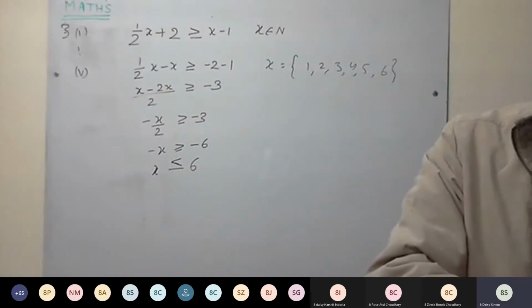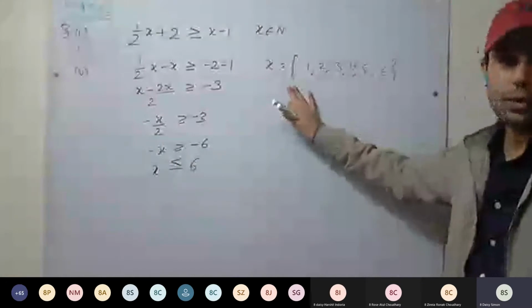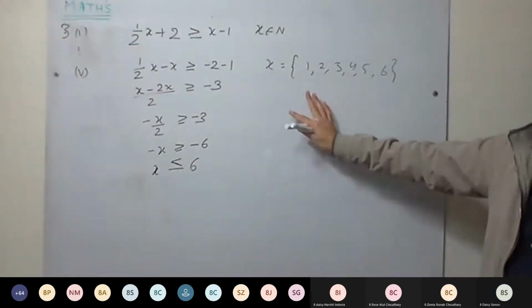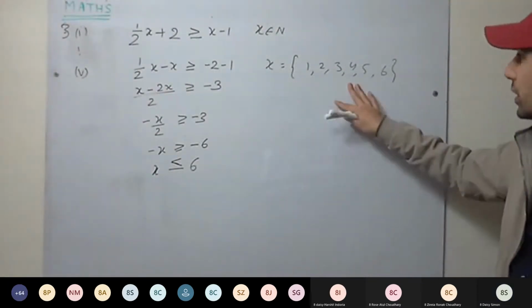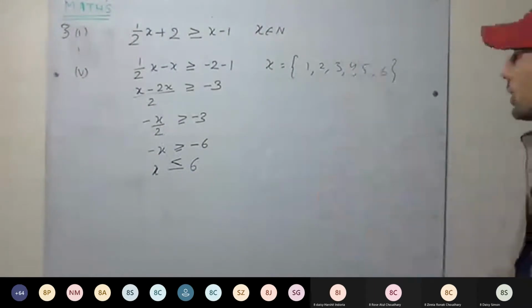Sir, in the second one, do we have to draw the number line? No number line. You have to solve only. If it is not asked, don't represent it on number line. This is the answer. Now do the second one.